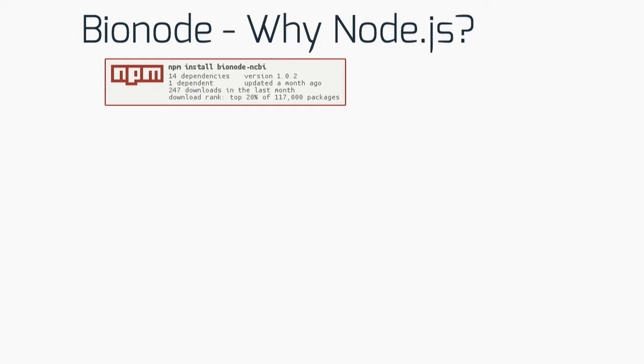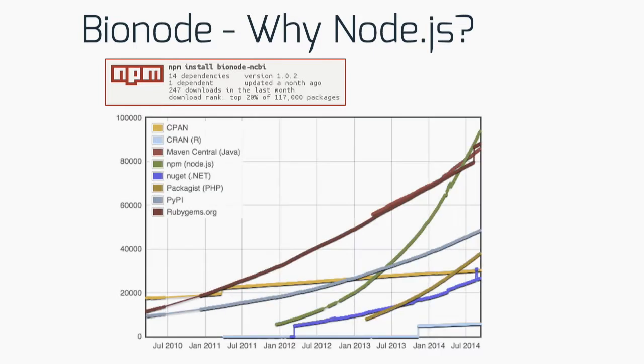Another reason for Node.js is the package manager, that is very easy to use. It's very easy to install tools from Node.js. It's very easy to publish, which makes Node.js quite successful, and so you can see since 2012, Node.js is the green line. It has already surpassed in number of modules all the other languages because it's so easy to contribute to it. Although there's not a lot of bioinformatics in Node.js, there's already a lot of modules that can be reused from the community. So there's a lot of code reuse happening on Node.js.